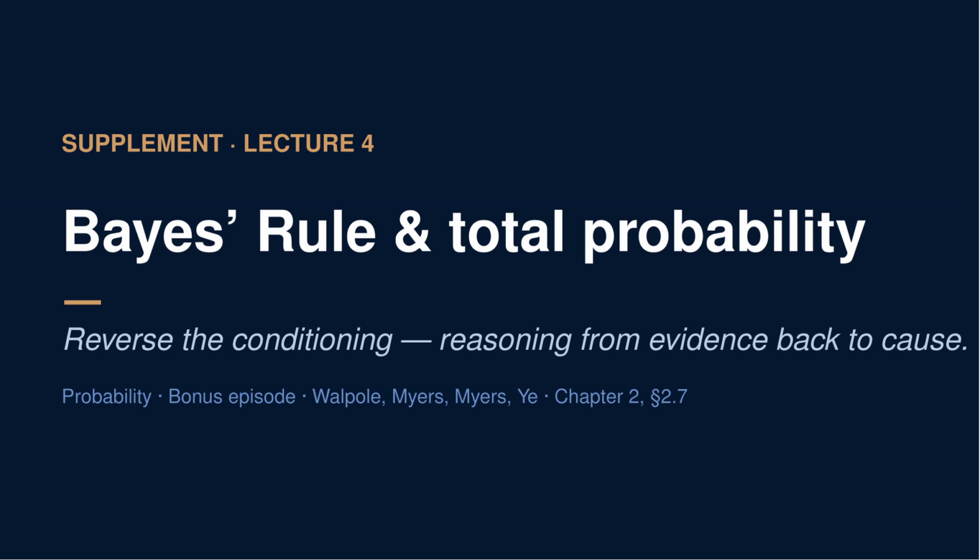So the alarm's reliability and the chance there's actually a fire, those are two completely different numbers. And this is a bonus episode, sitting right after Lecture 4 on conditional probability. We're doing total probability and Bayes' rule. Two of the most useful ideas in the whole subject, and they're built entirely from things you already know. Let's get into how you get from one of those numbers to the other.